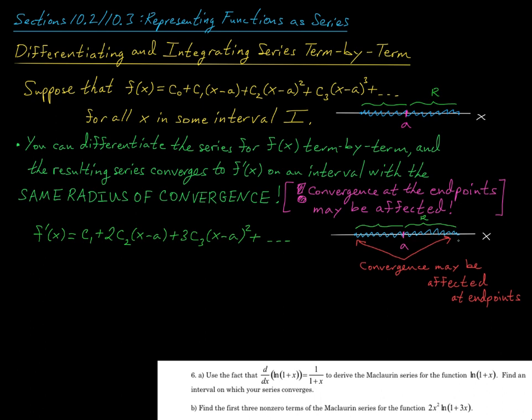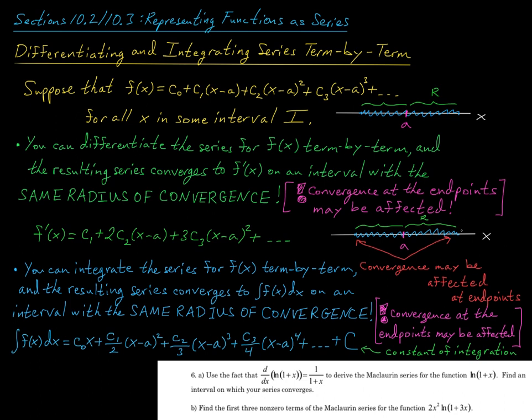Okay, you could keep convergence, right? That also is a possibility. The big point here is that convergence at the endpoints may or may not change. You really have to just take things on a case-to-case basis. All right, great. So now for the next result, this is on integrating.